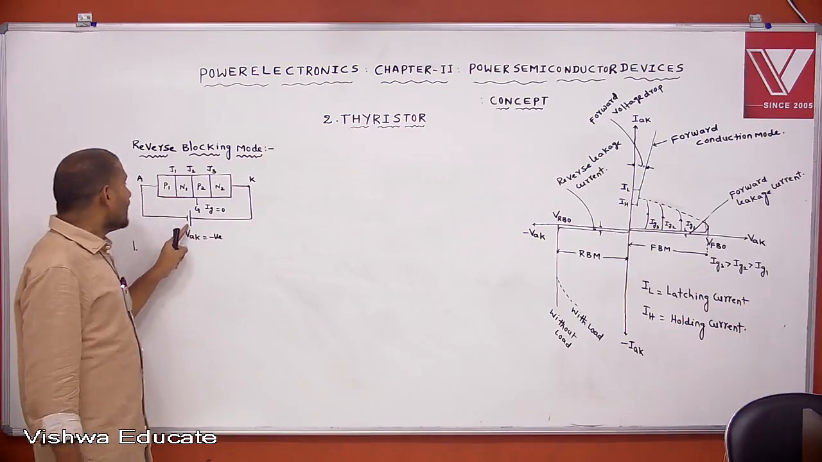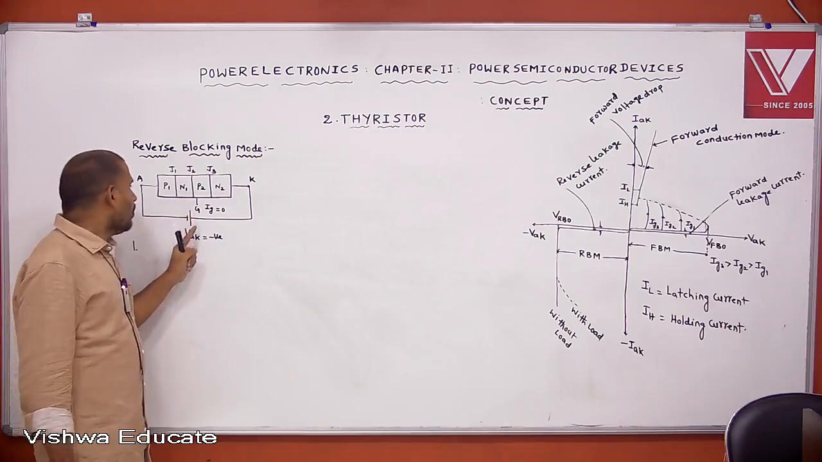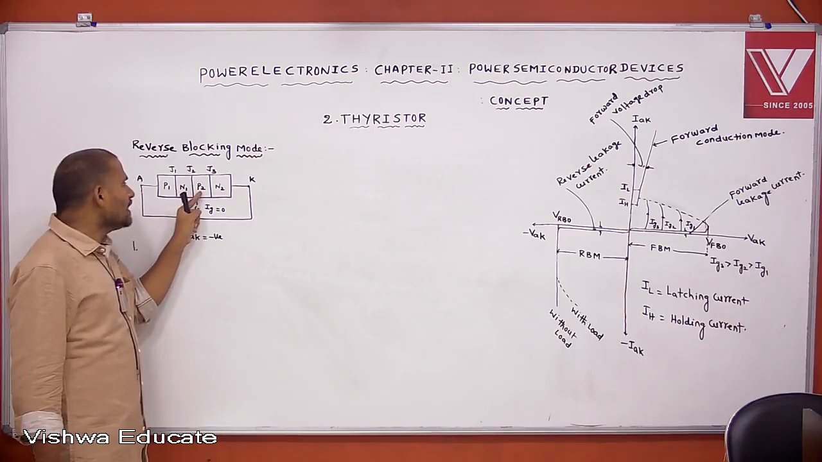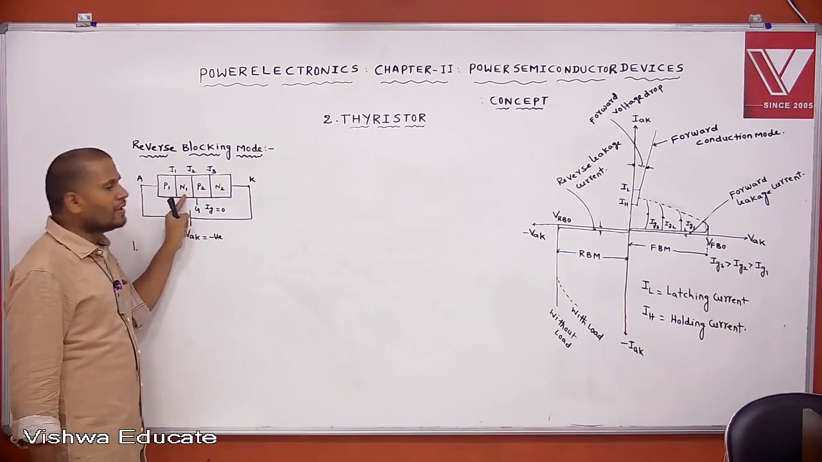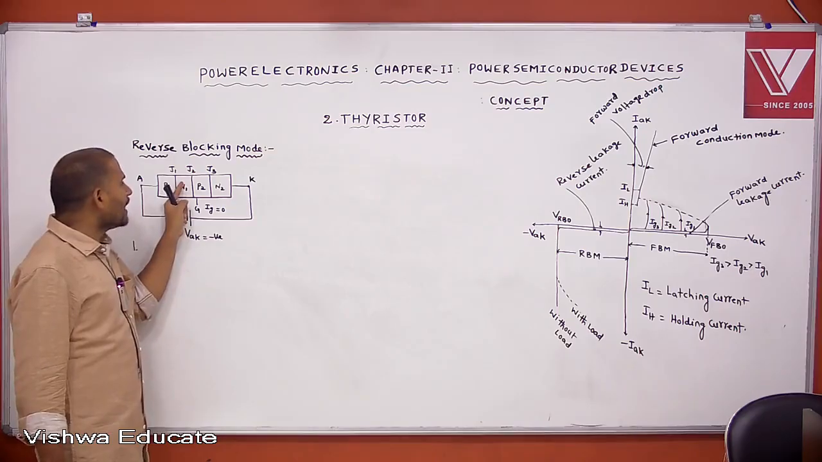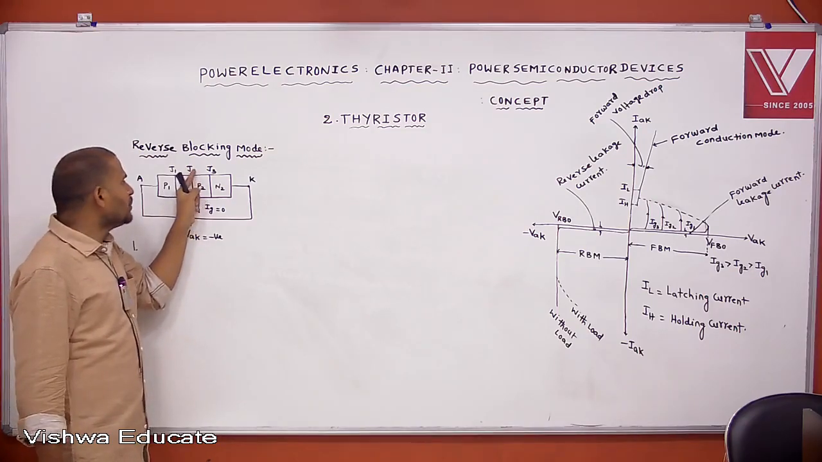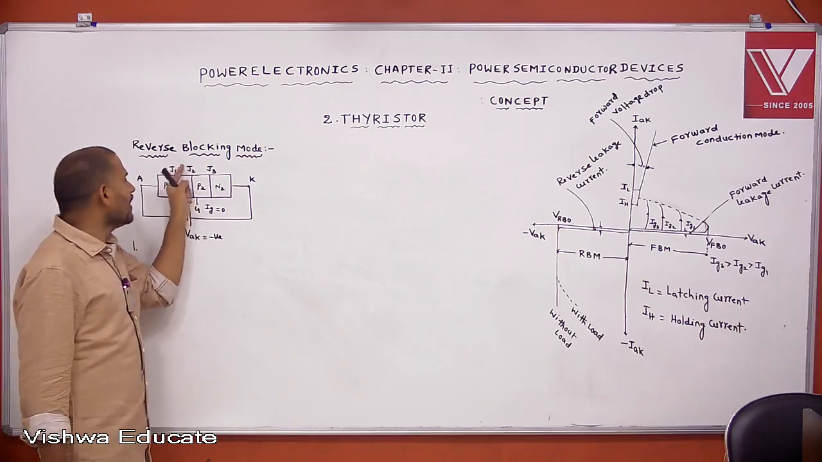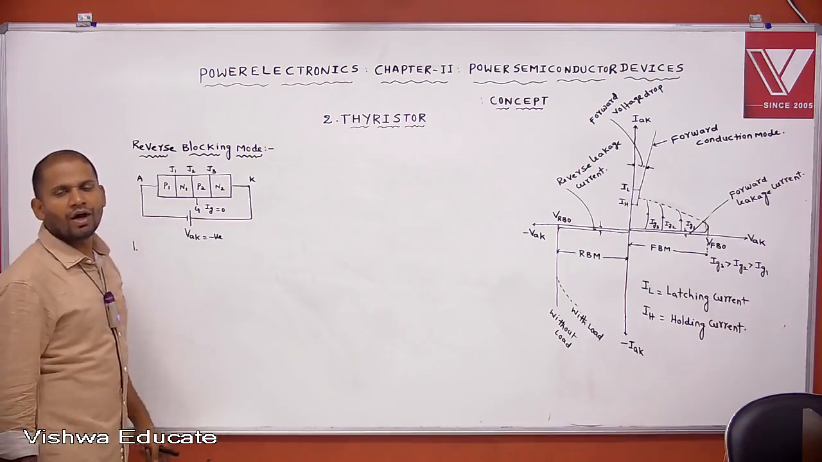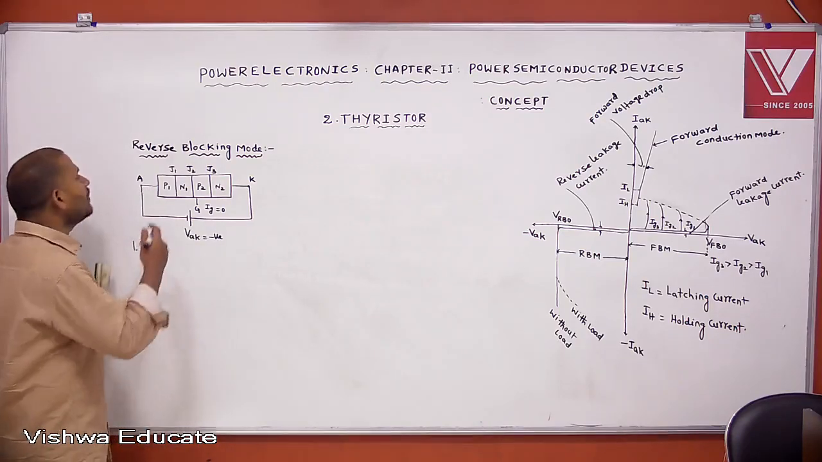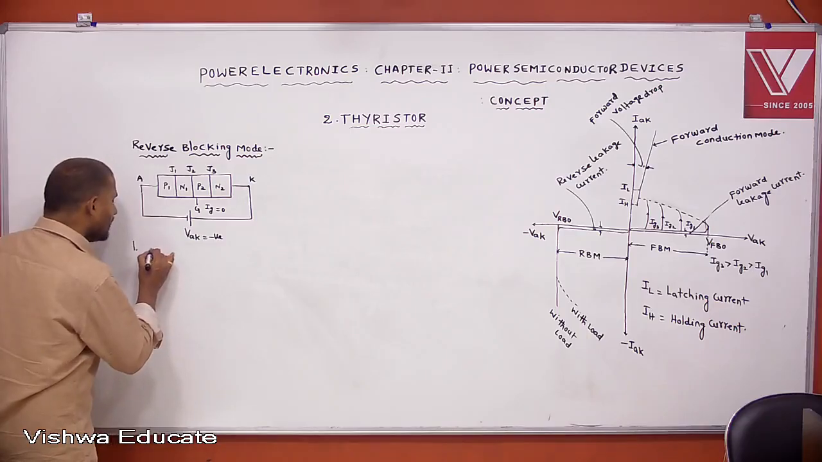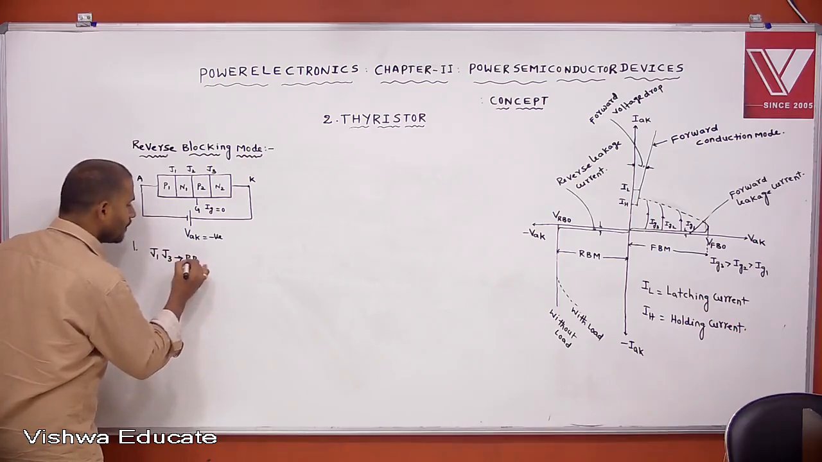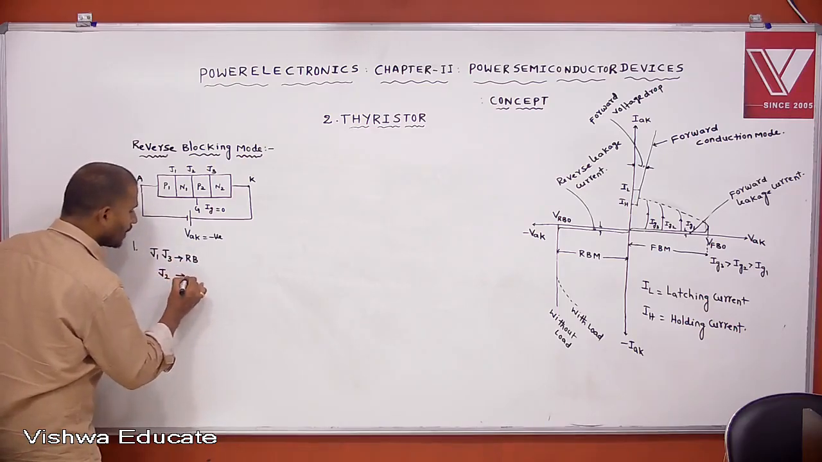Internally, N1 is supplied with negative potential and P2 is supplied with positive potential. Because of this, the holes in the P2 layer cross the J2 junction, and the electrons in the N1 layer cross the J2 junction. That means at J2 junction, which carriers cross the junction? Majority carriers cross the junction. That's the reason why J2 is under forward bias condition. That means in reverse blocking mode, J1 and J3 are reverse bias and J2 is forward bias.